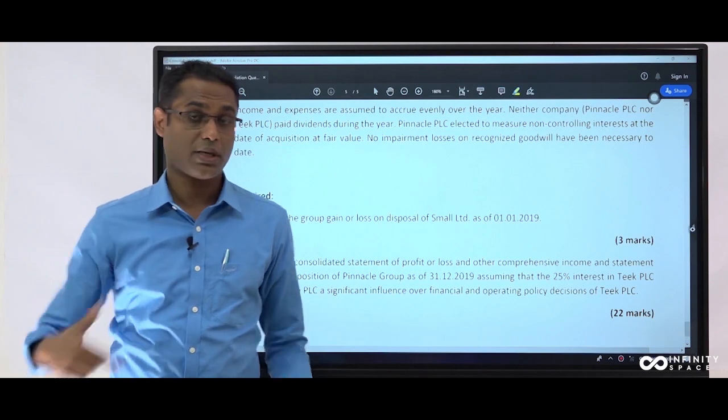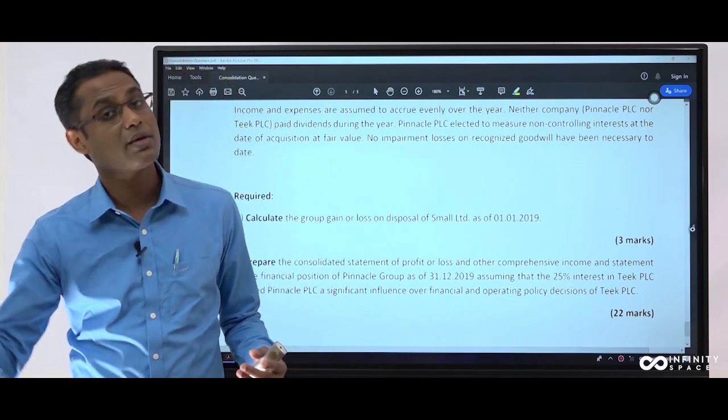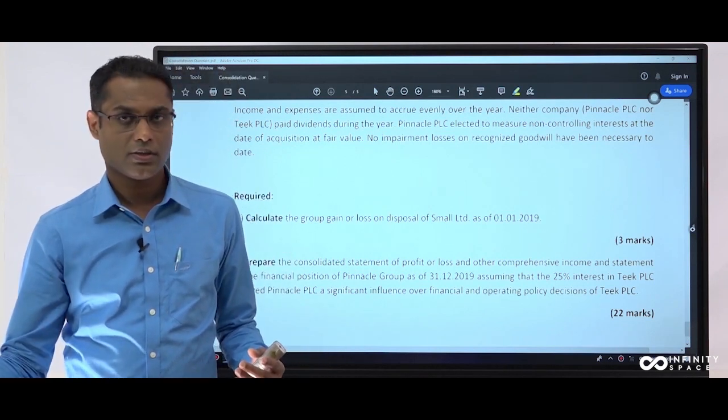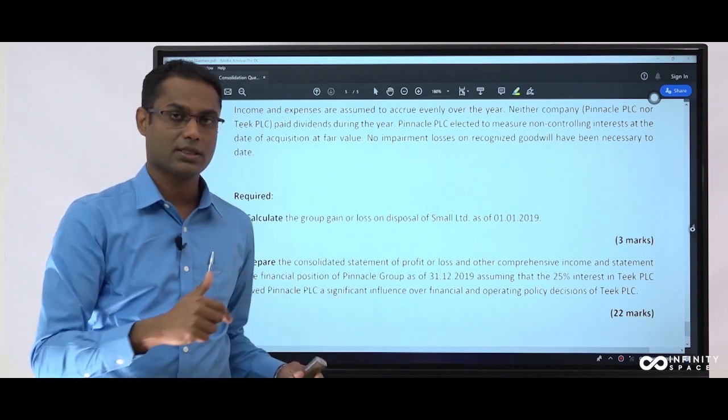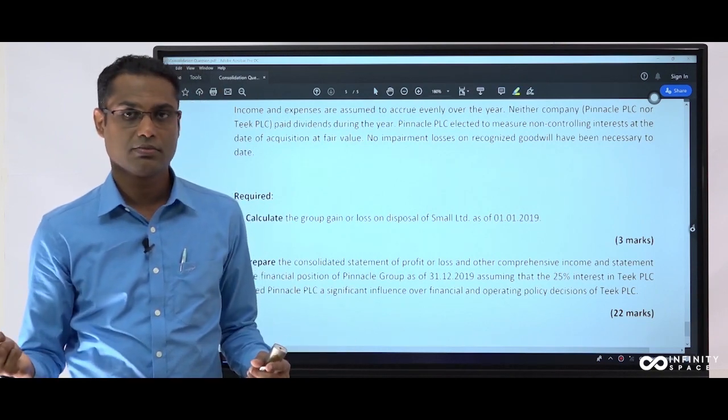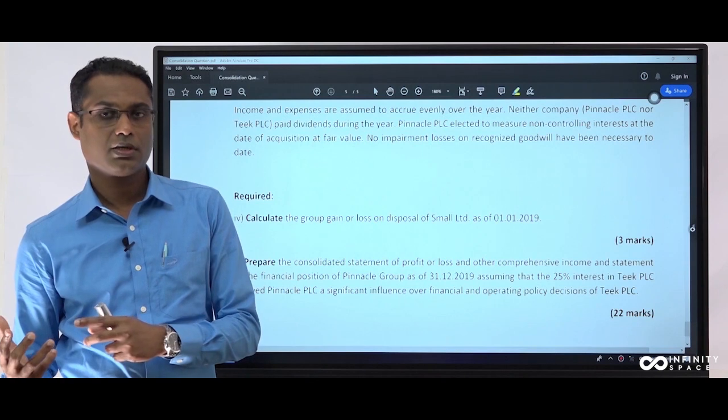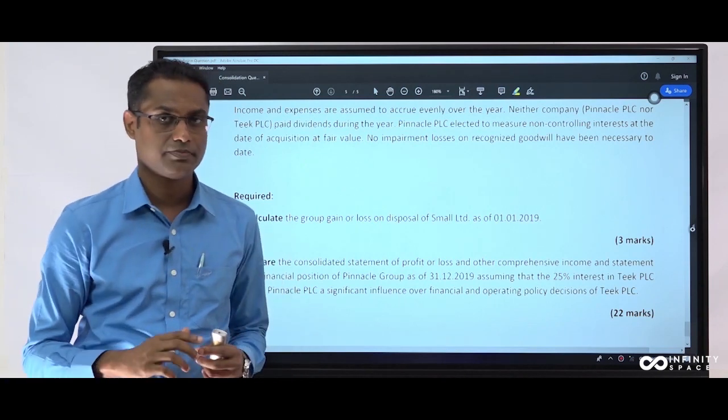Sometimes the particular adjustment might not have an impact on the income statement. Okay, so the impact is only on the balance sheet. It can be the other way around as well. The impact is only on the income statement. No adjustment is required on the balance sheet.